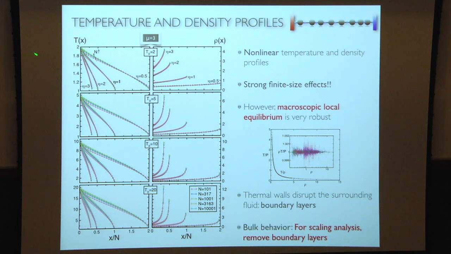However, notice that the thermal walls, essentially, you can think of them as an infinite mass particle sitting there and perturbing the structure of the fluid. So in order to study this scaling, we want to remove this boundary effect. We are going to remove some boundary layers. The first point at the left and the right, we are going to drop them before doing the scaling analysis.